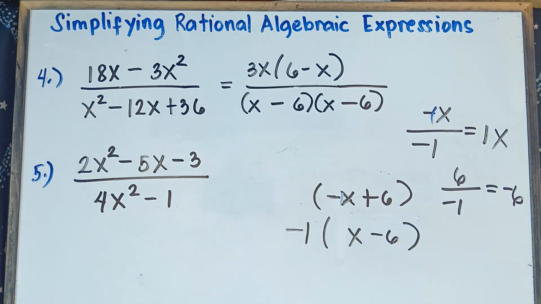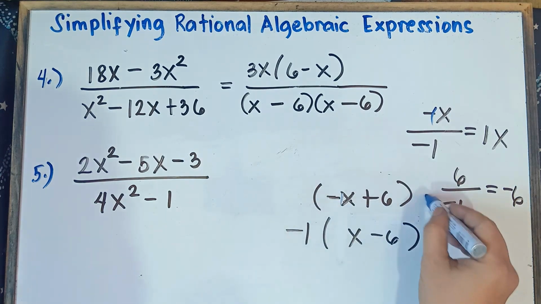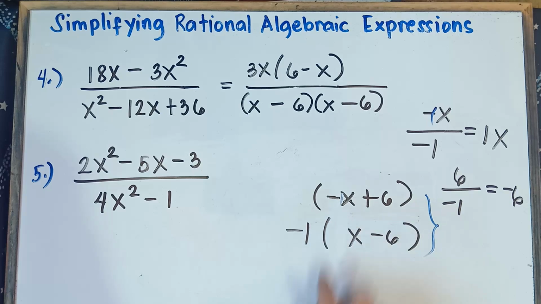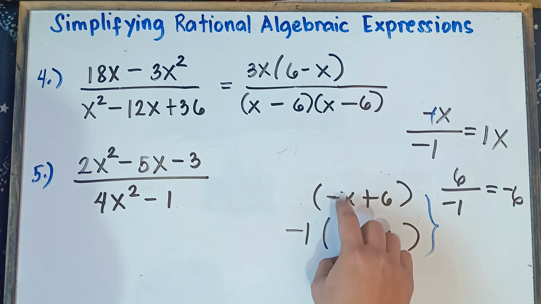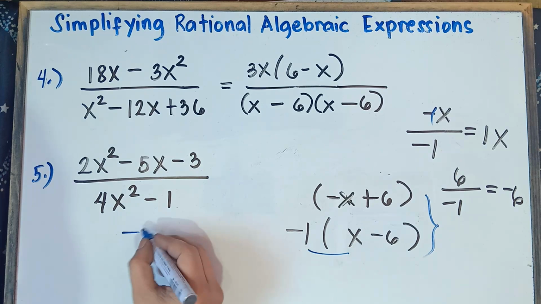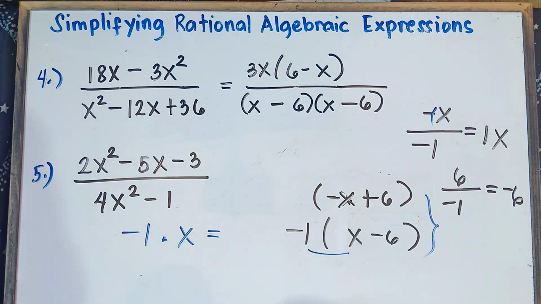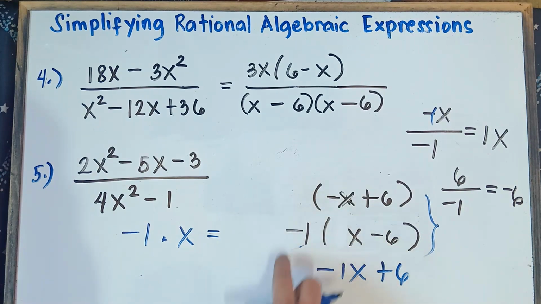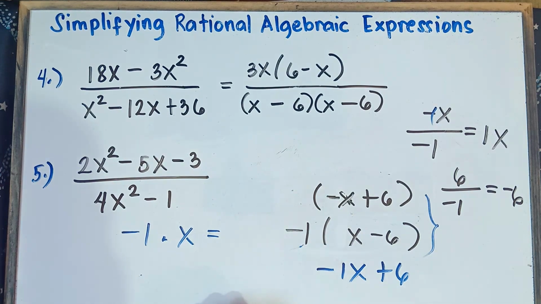Now question, class. Is this the same? Yup, this is just the same, class. Why is that, sir? Because if you multiply this one, class, using the distributive property, negative 1 times x would be equal to negative 1x, right? And then negative 1 times negative 6 would be equal to positive 6. Therefore, this is just the same.